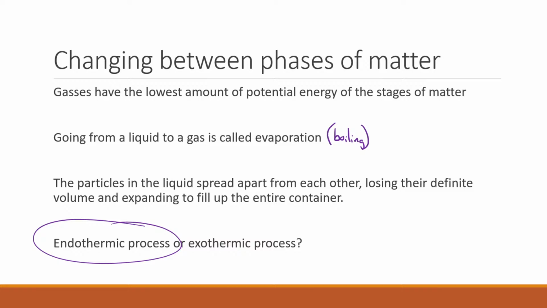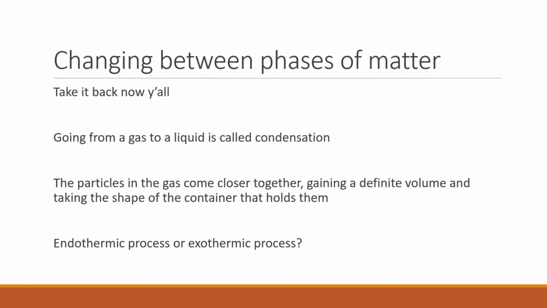What if I want to take that gas and make it a liquid again? Right? Going from a gas to a liquid is called condensation. Right, I'm condensing that gas back into liquid form. I'm bringing those particles closer together. I'm slowing them down. I'm compressing them into a liquid. They're going to take the shape of whatever container I have created for them. Is that an endo or exothermic process? Am I putting energy in or taking energy out?